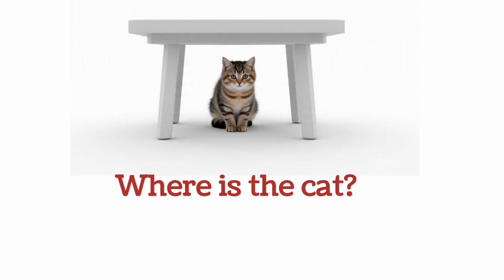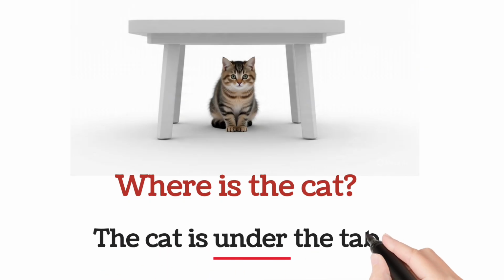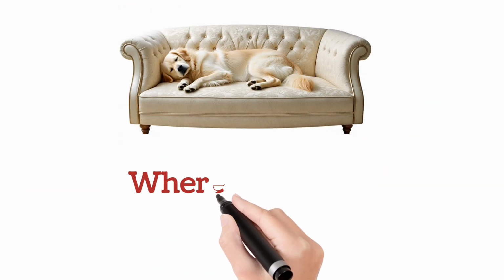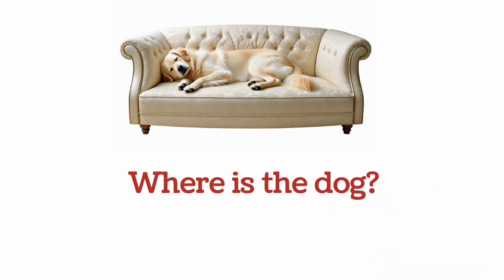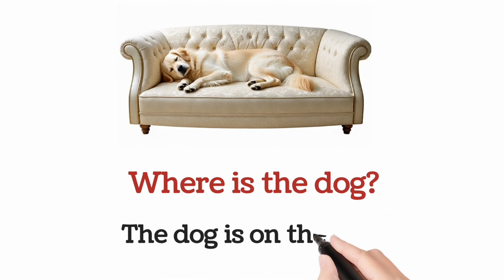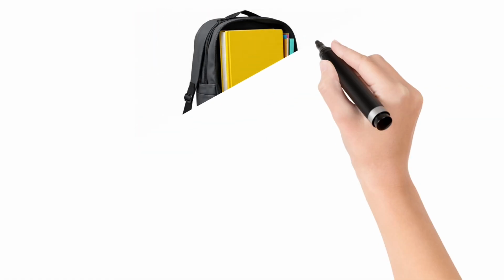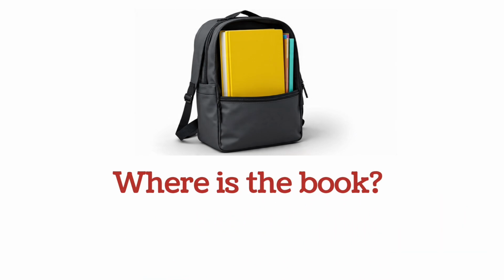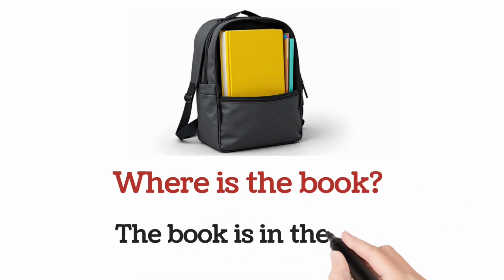Where is the cat? The cat is under the table. Where is the dog? The dog is on the sofa. Where is the book? The book is in the back.